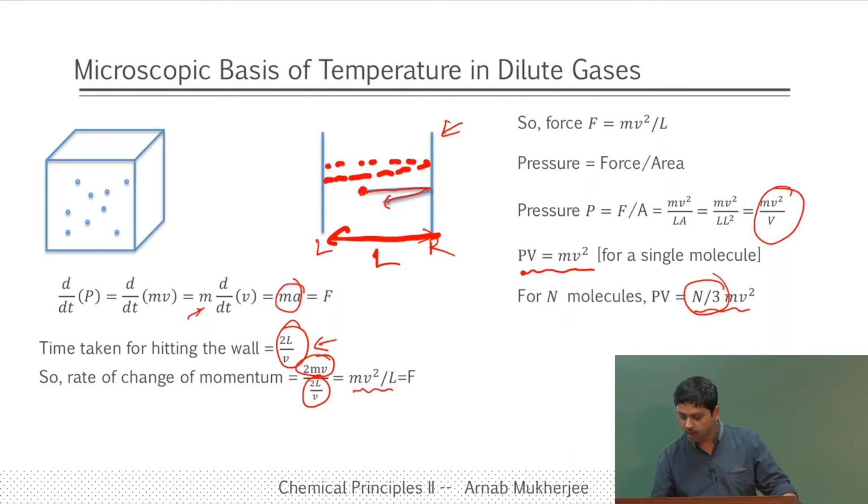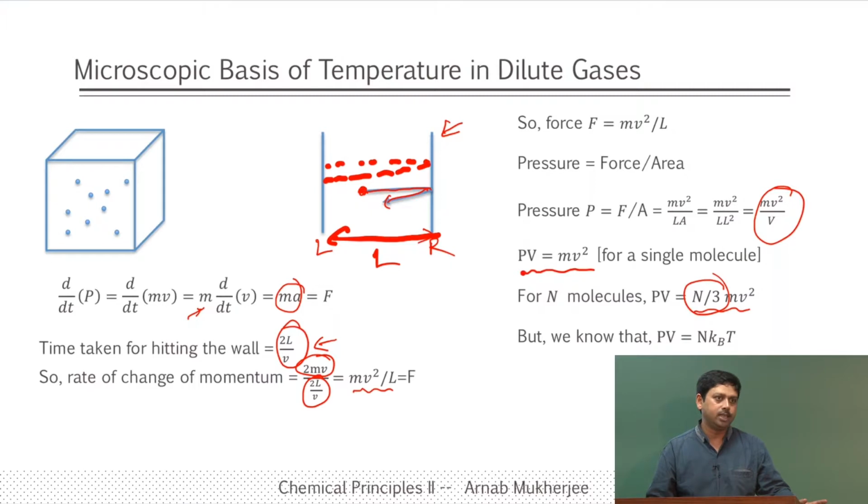So now we have this equation, PV equals n by 3 mv square, and we already know from our previous discussions of a dilute gas or ideal gas that PV equals n kBT, which we have already established.